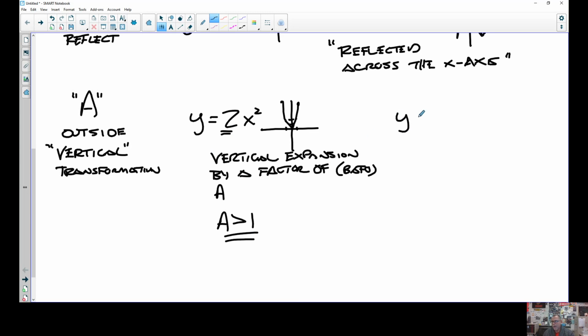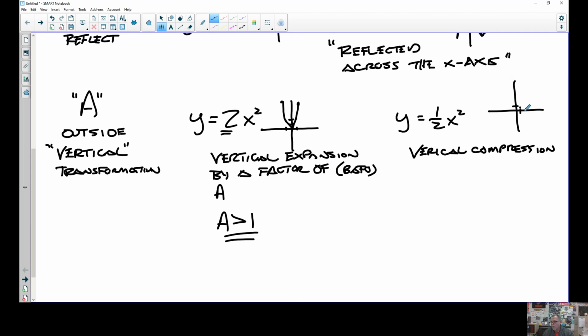Well, what if y is equal to 1/2 x squared. Well, now it's still vertical, and instead of an expansion, we're going to call it a compression. And the reason we're calling it a compression is, think of the graph. If I plug in an x value of 1, it would be 1, then I multiply it by a half. So it's only going up this far.